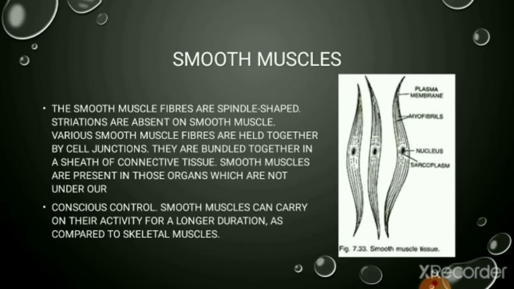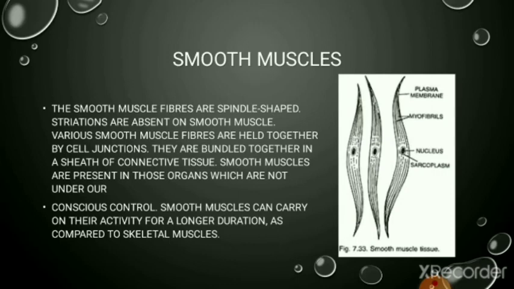Various smooth muscle fibers are held together by cell junctions. They are bundled together in a sheath of connective tissue. Smooth muscles are present in those organs which are not under our conscious control or will. So this type of muscle is found in the internal organs whose movement or functioning is not in the direct control of our will. Hence, they are called involuntary muscles.